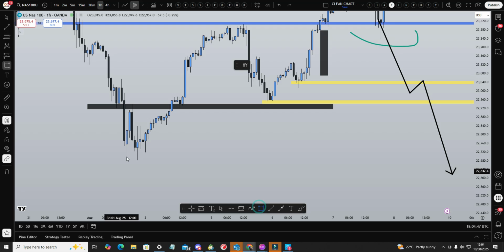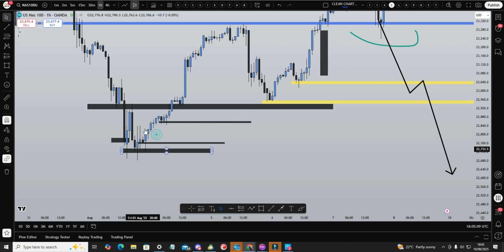But look what starts happening. So we got this one first. Then we got this one. Now we're starting to see more wick rejections, and now this one does not break the low, right? It doesn't break the low. And then what happens? It starts going, got a lot of bullish candles. Clear sign, buyers are in control.